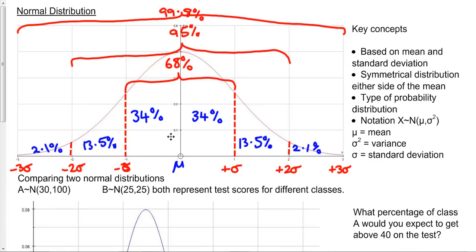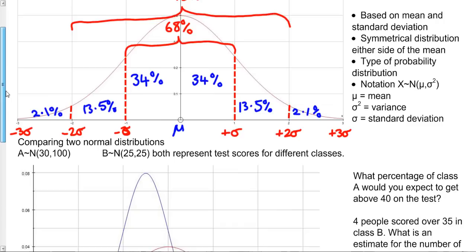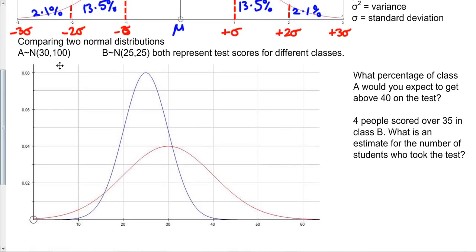those values. We then moved on to have a look at a couple of distributions which represent tests. So a test with a mean of 30 and a standard deviation of 10. The variance is 100. And a second test where the mean is 25 and the standard deviation is 5. Now these are represented here, and we start to have a look at the two shapes of those different distributions, and also start to talk about the fact that the area underneath should always be the same.